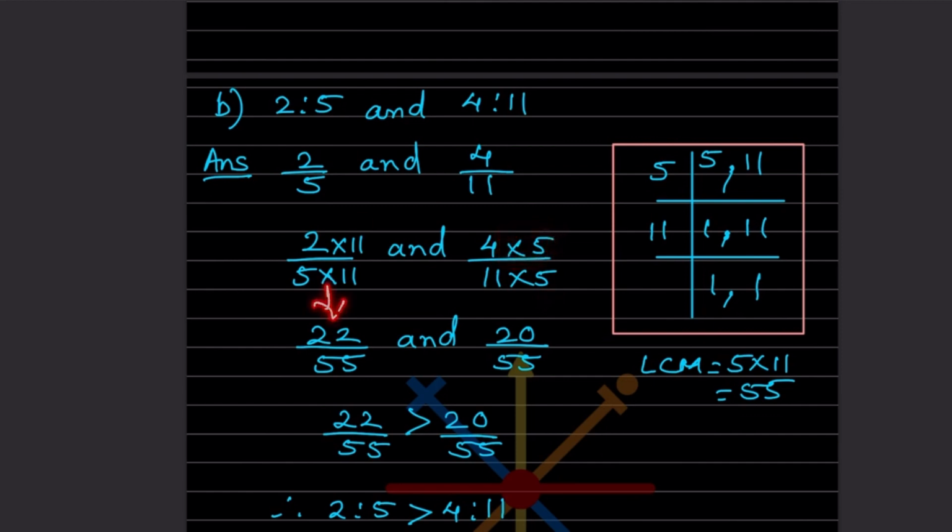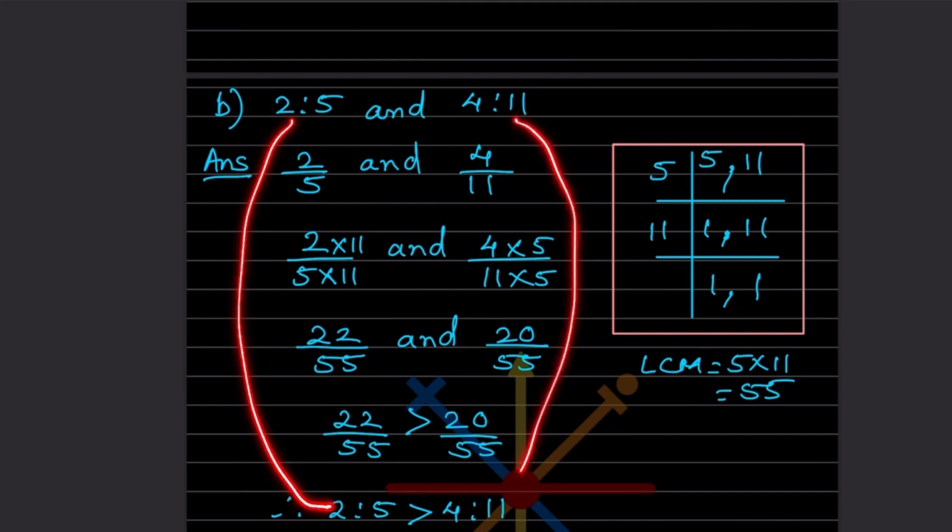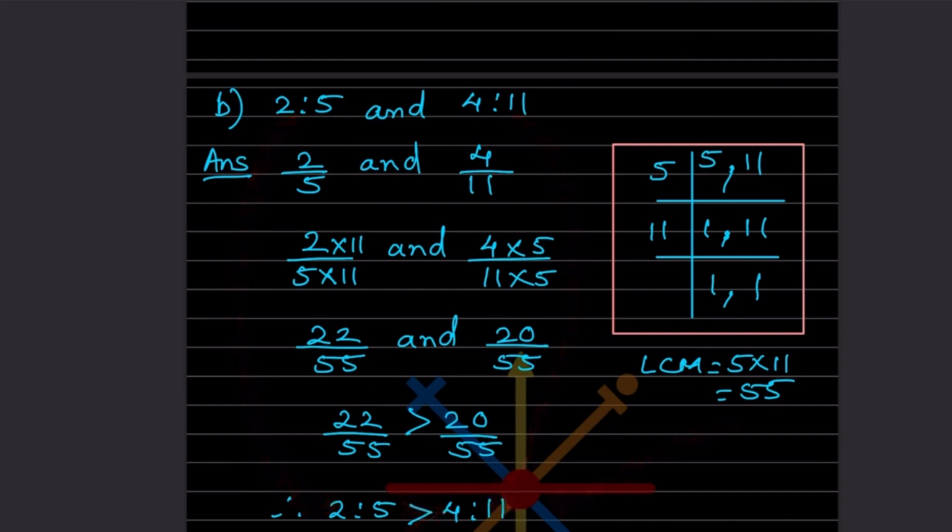Now we will do here, 2 times 11 is 22. And here 4 times 5 is 20. Denominator same, that is 55. Now you have to compare, both the denominators are same. Look at the numerator, which is the bigger number, that is 22, right? And here is 20. So what are you going to write here? 22 by 55 is greater than 20 by 55. And 22 by 55 is nothing but 2:5. So you have to write this is greater than this one. So this is the answer.